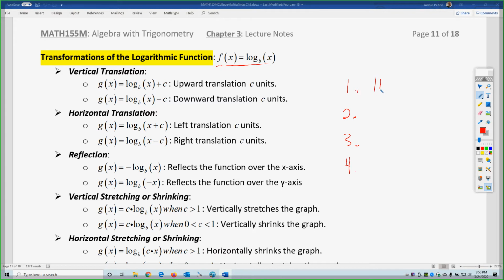So the horizontal translations must happen first. The scaling must happen second, which would be shrink or stretch. The reflections over the x or y axis must happen third. And lastly, the vertical translations up or down must happen fourth.